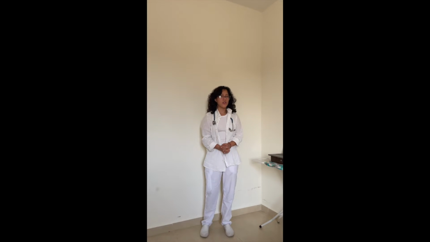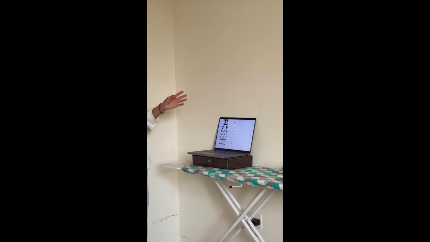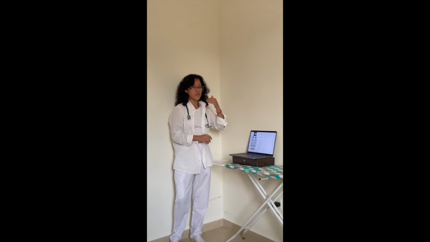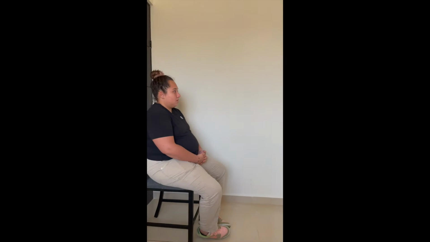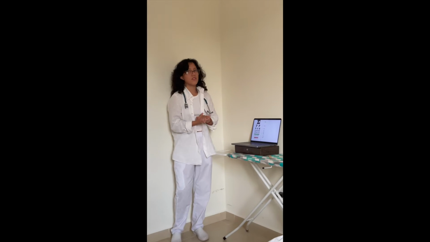The second cranial nerve is the optic one. To examine this one, we're going to use a Snellen chart, as we have right here. This is to test the visual acuity of the patient. The patient may or may not have glasses. Jimena, do you wear glasses? Yes. Do you have your glasses with you? No. We're still going to do the test, even if she's not wearing any glasses.